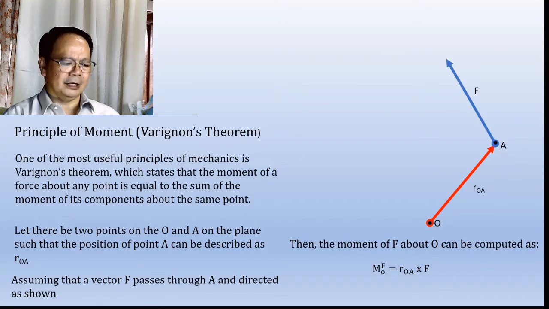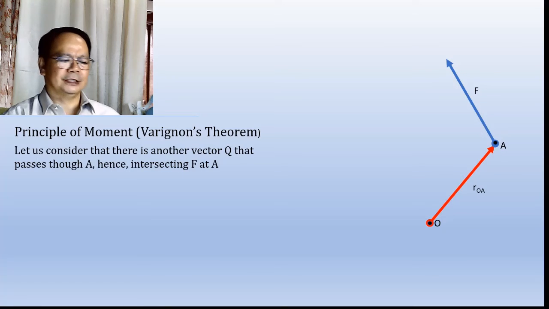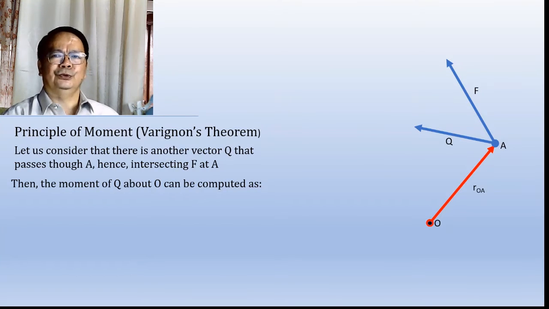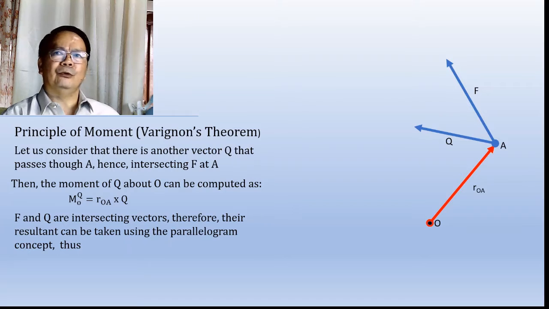Now let us imagine again also that there is another force Q that is also directed from A and directed in this direction. If Q passes through A, therefore F and Q are intersecting vectors. Now the moment of Q about O can be taken using the vectorial notation as M equals R_OA cross Q. If both are passing through A, then F and Q are intersecting vectors.